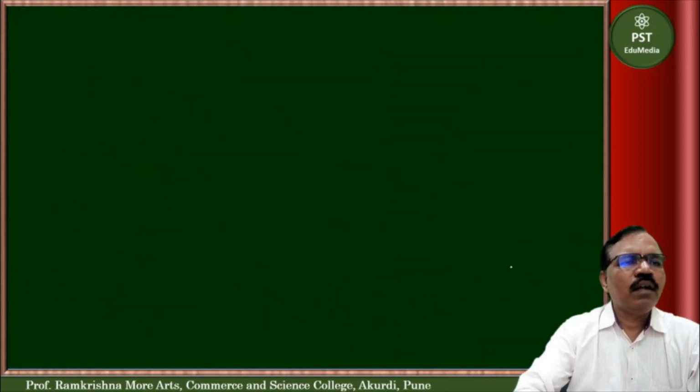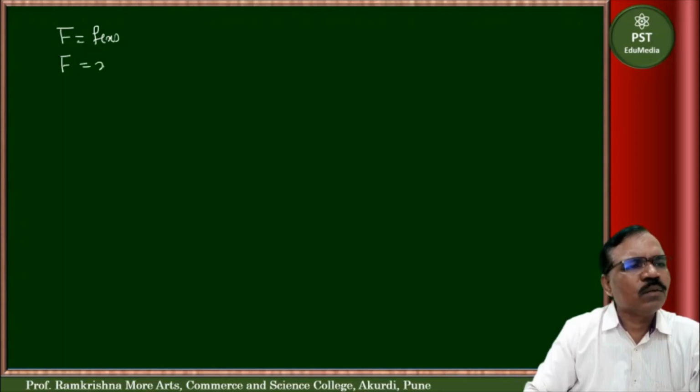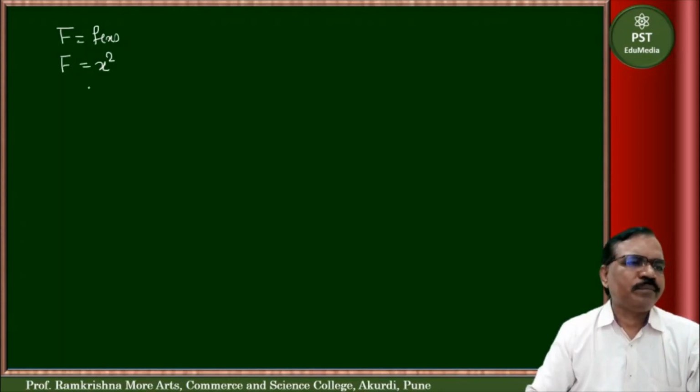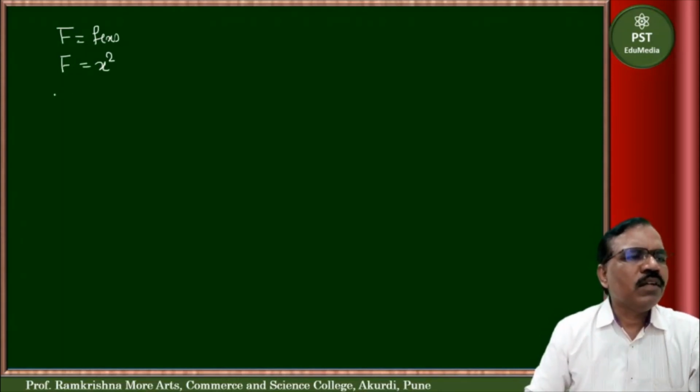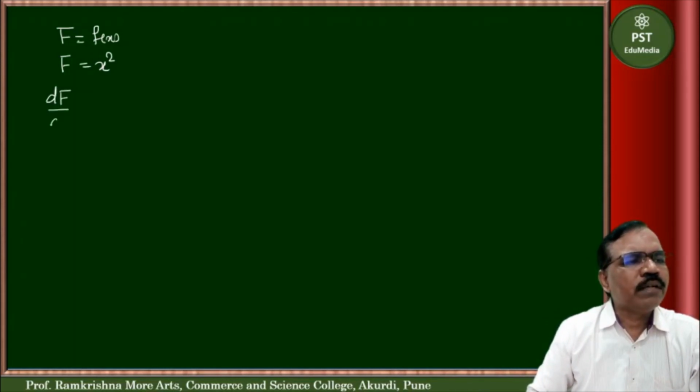Now let us go to some example. Suppose we have here function f. It is f of x and I write here f is equal to, suppose, x square. Then what is its ordinary derivative? So we know df by dx is equal to 2x.